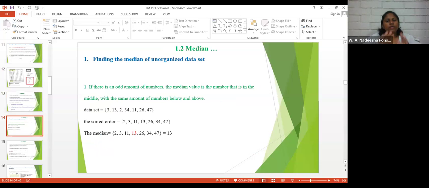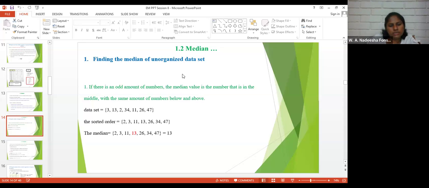If the number of data points is odd, then you can find the mid value. To find the mid value, assume the number of data points is 11. Then you can add 11 plus 1, that is 12, divided by 2 is 6. So the 6th value is your median.